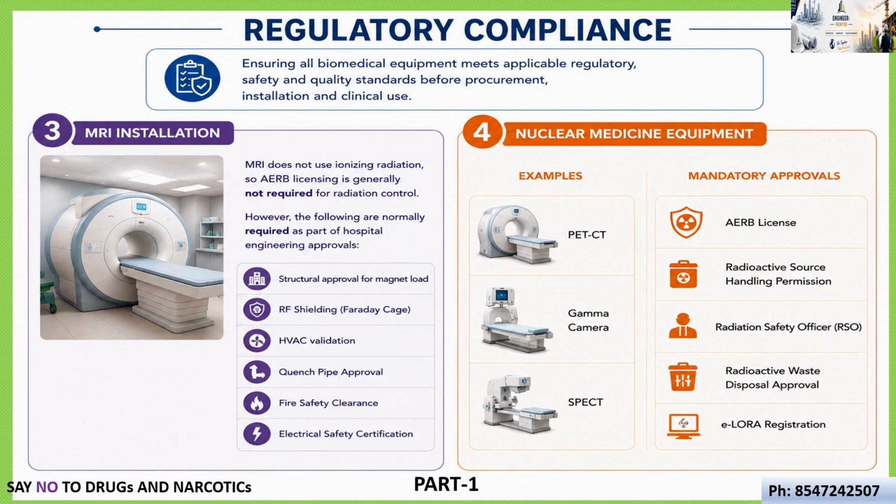Now coming to the third category, MRI installation. MRI installation does not need AERB approval because it does not use ionizing radiation. However, it needs various other approvals like structural approval of magnet load, RFI shield, HVAC validation, fire safety clearance, electrical safety clearance, etc. required for MRI installation.